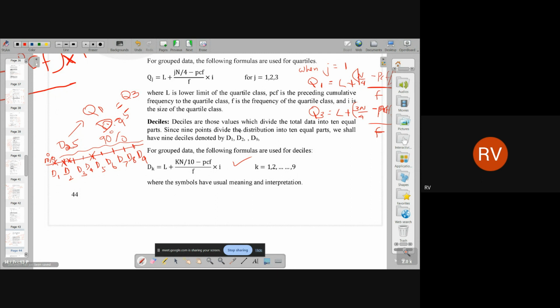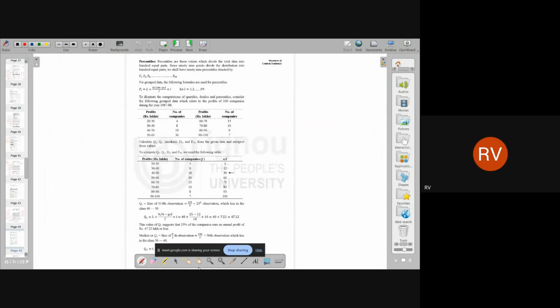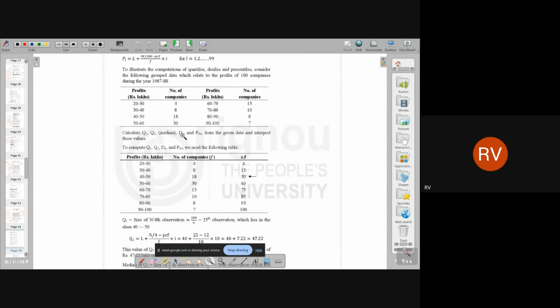The next one is percentile. Percentile is also similar to finding the median. The formula for finding a percentile is Pl equal to L plus (the whole frequency divided into 100 parts, minus PCF) into I divided by F. That is the percentile.